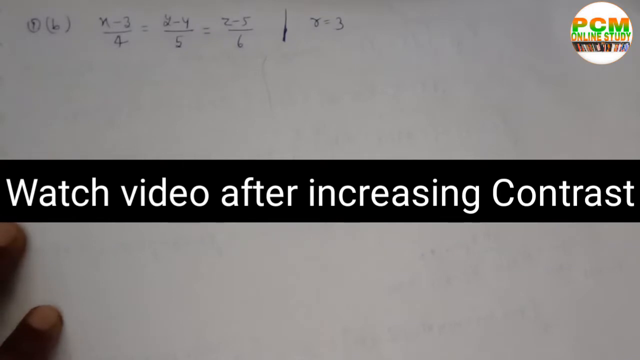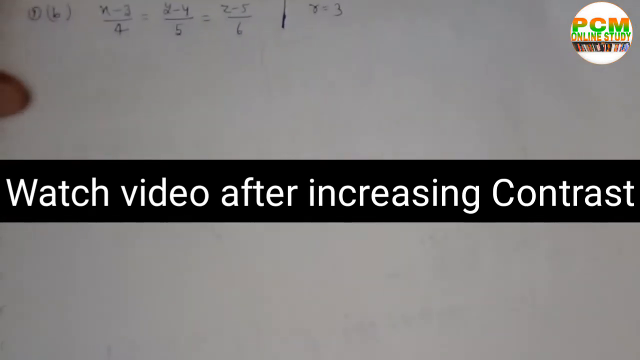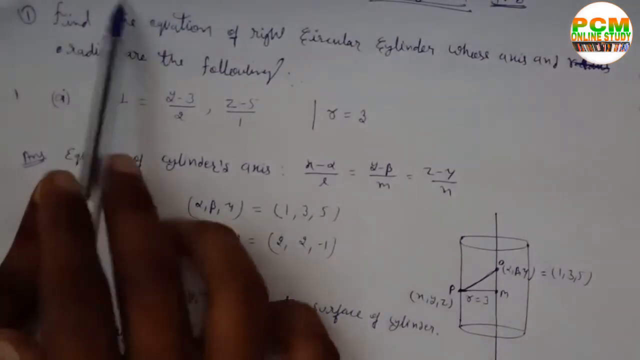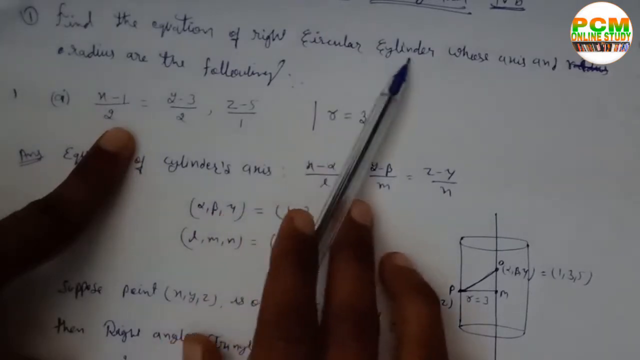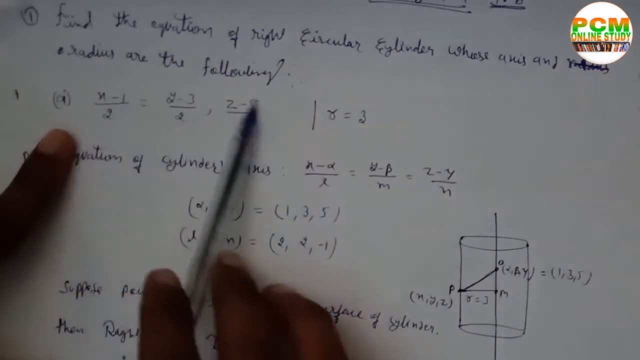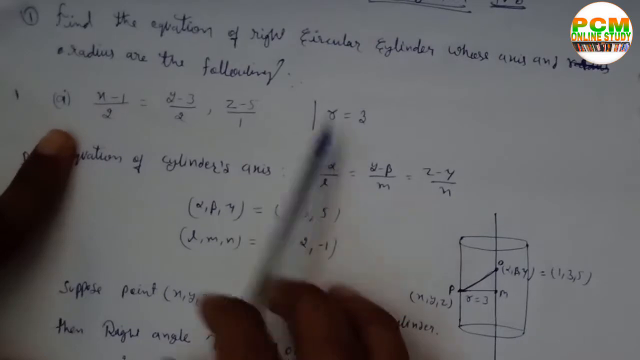So I will discuss question number 1B. We have solved question 1A, so today I will discuss question 1B. Question 1B says: find the equation of the right circular cylinder whose axis and radius are given. It means we have been given the axis of the cylinder and the radius.